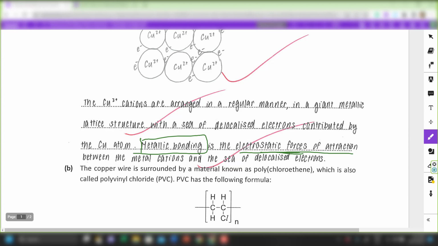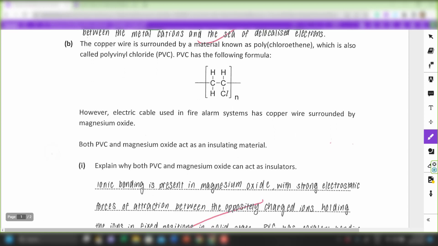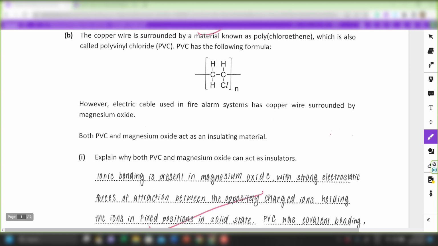So you have to be very explicit here. You cannot simply just say electrostatic forces of attraction, because as I mentioned during the bonding lectures, all bondings are electrostatic in nature.